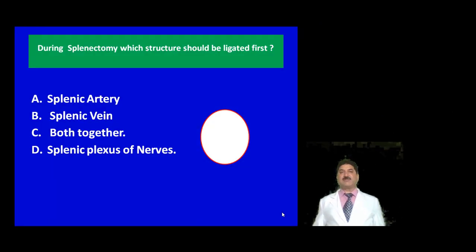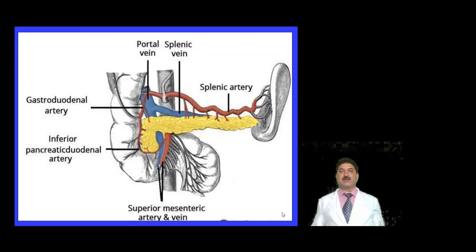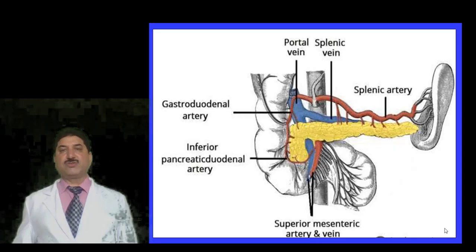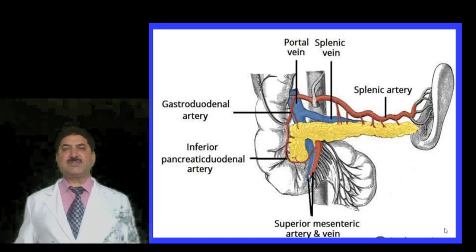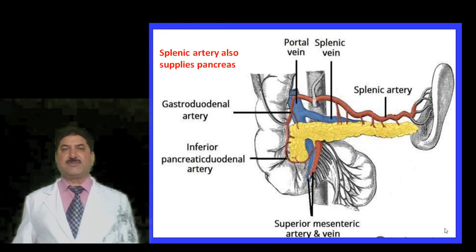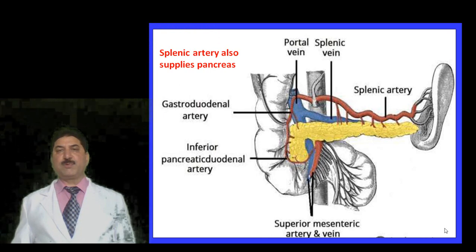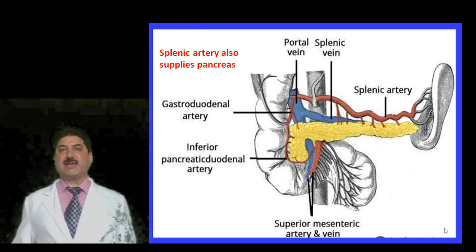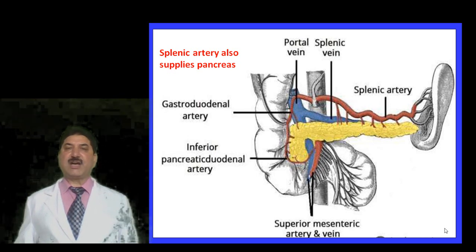During splenectomy, which structure should be ligated first? Splenic artery, splenic vein, both together, splenic plexus of nerves. Splenic artery should be ligated before splenic vein. Spleen is supplied by splenic artery, which is a branch of the celiac trunk. It is drained by splenic vein, which is formed at the hilum of the spleen by joining of 3 to 4 tributaries which leave the hilum.